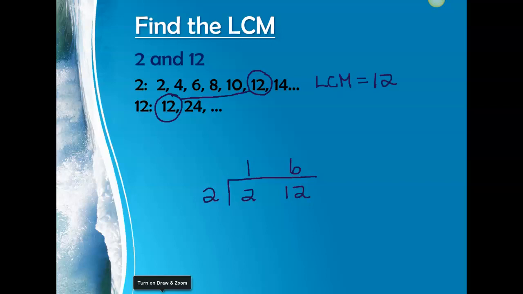When finding the GCF, we would take just the number on the side, but when finding the least common multiple, we multiply the number on the side times the numbers on top. 2 times 1 times 6 equals 12. So we can use factor ladders to find the least common multiple.